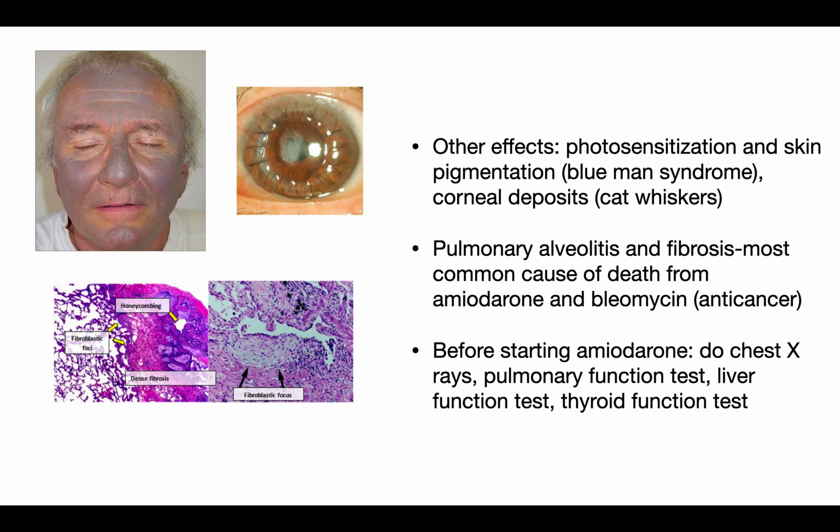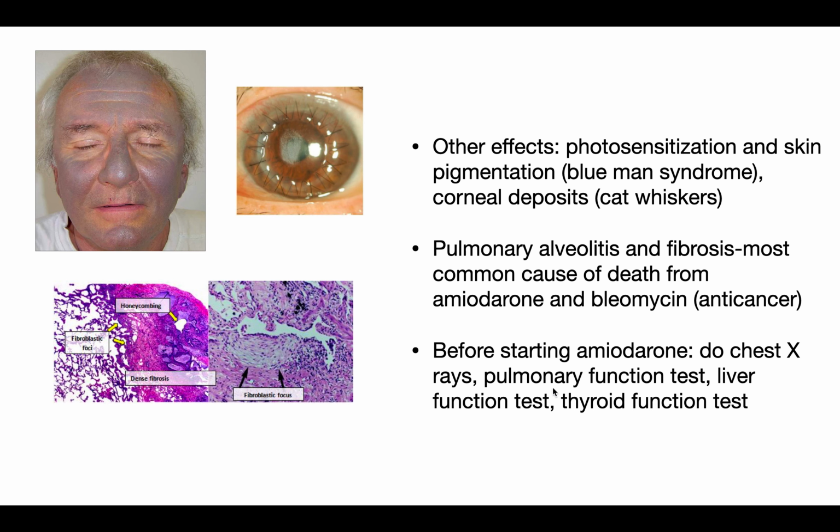Okay, so the other effects of the class 3 drugs are photosensitization, skin pigmentation, it's also called blue man syndrome, and corneal deposits, and that's called cat whiskers. Pulmonary alveolitis and fibrosis is the most common death from amiodarone and bleomycin, which is an anti-cancer drug, so can't put these two together. So here's the honeycombing effect. The fibrosis is going to restrict the lungs, not allowing the patient to expand the lungs to allow adequate oxygen perfusion.